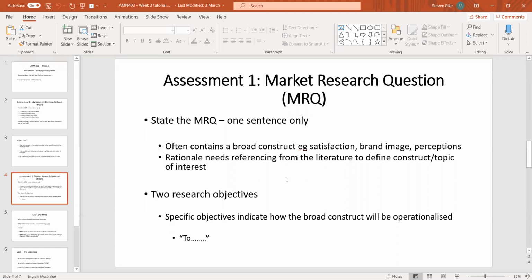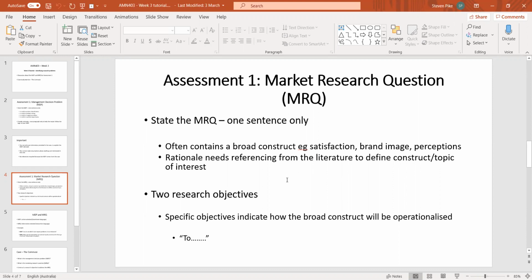It will often contain a broad construct. So typical marketing constructs here I've given you examples of include satisfaction, brand image, perceptions. These are constructs in that they're not directly observable. We can't measure them with one question.